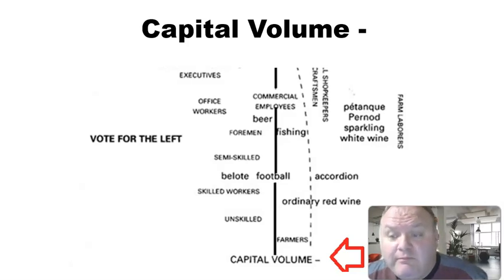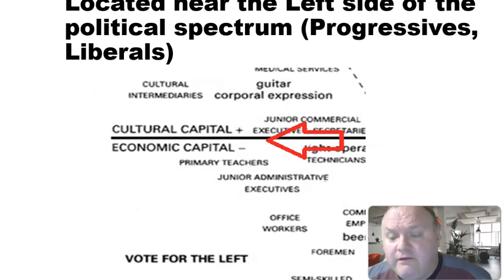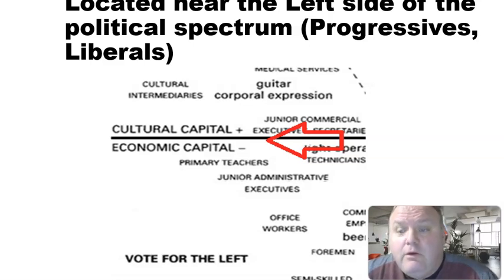Okay, now it's going to get a little bit more tricky, maybe also more interesting. He also tries to map out this left-right political distinction. I'm going to start on the left side of the graph. He thinks that on this side is also where people on the left side of the political spectrum are located, like progressives or liberals. If you look at this label here, he basically argues that liberals and progressives have lots of cultural capital, but very little economic capital.